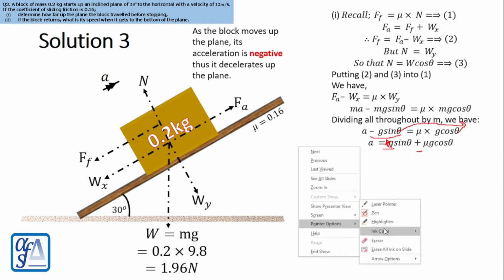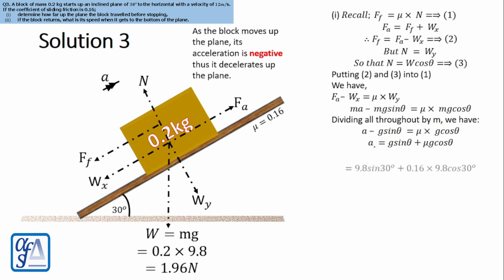Now you put all the parameters in. g, the acceleration due to gravity, is 9.8, and theta is the angle at which the plane is rotated up. So 9.8 times sine 30 degrees, plus 0.16, the coefficient of friction, times 9.8 cos 30 degrees as well. Solving this, we have 4.9 plus 1.3579. Adding this together gives 6.2579, which is approximately 6.26 meters per second squared, the acceleration of the body.